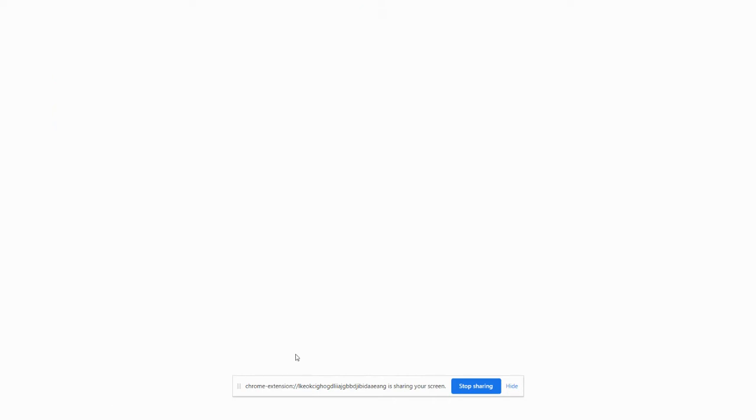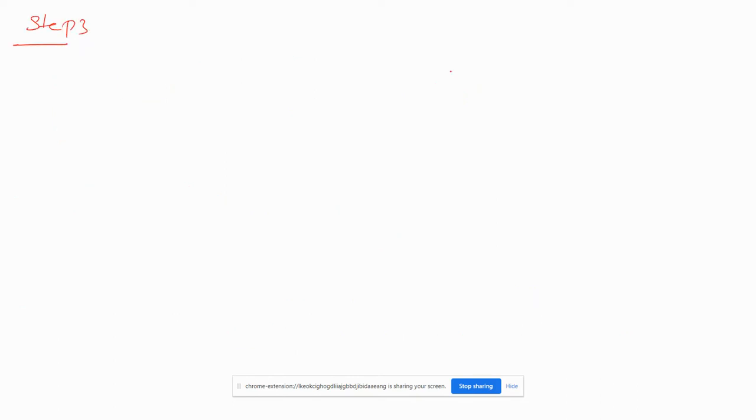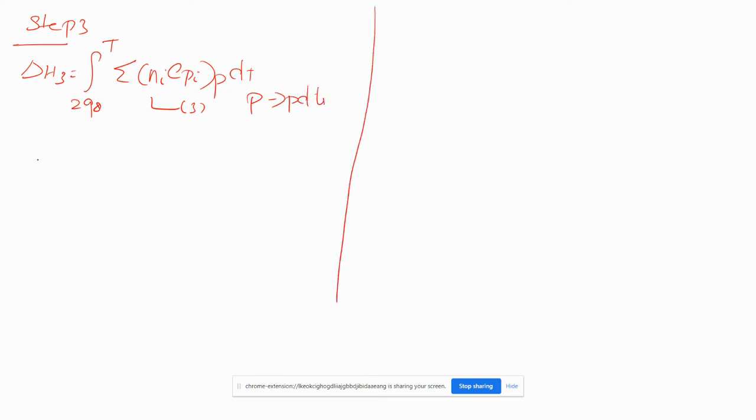And the next is step 3. In step 3, the products are heated from 298 Kelvin to temperature T. The enthalpy change associated with this step is given as del H3, that is the integral from 298 to T of sigma Ni Cpi of P dT. So this is equation 3, where P represents the products.